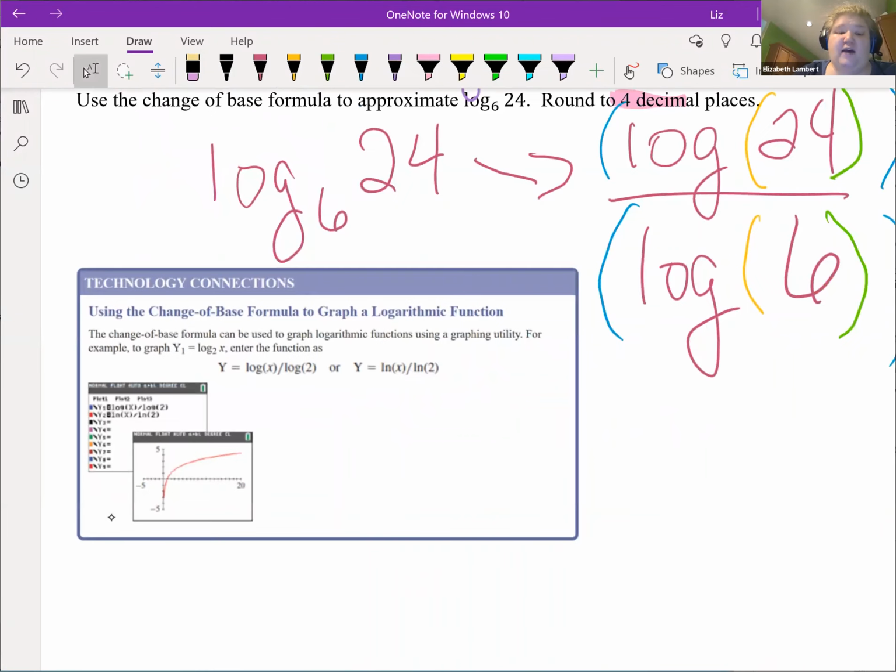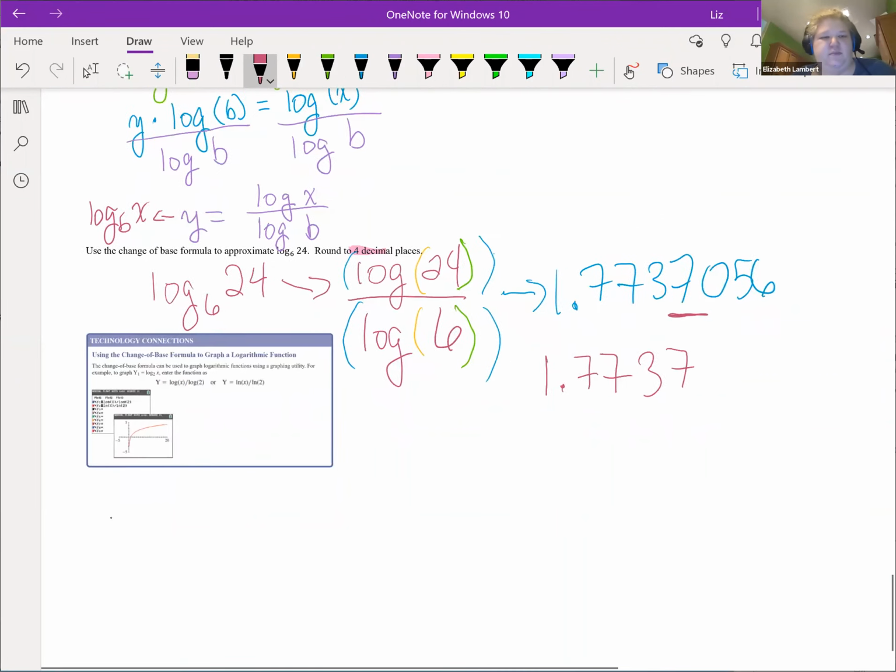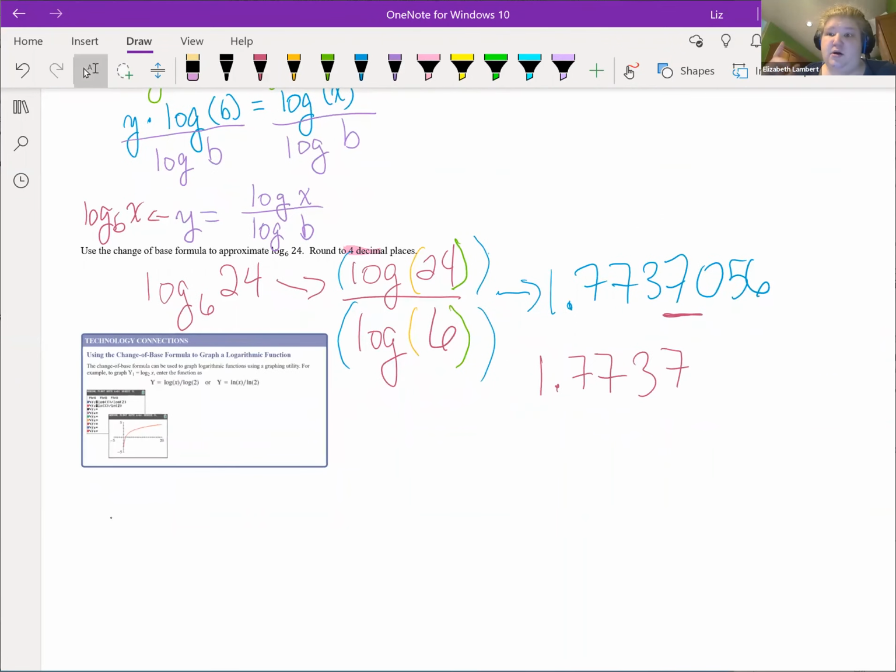Now, if you do want to graph these, like on a TI, that's what these are pictures of. Use the change of base formula. So to graph log base 2 of x, you would do log of x, notice the close parenthesis, over log of 2, close parenthesis. And that is all of our crazy log properties.